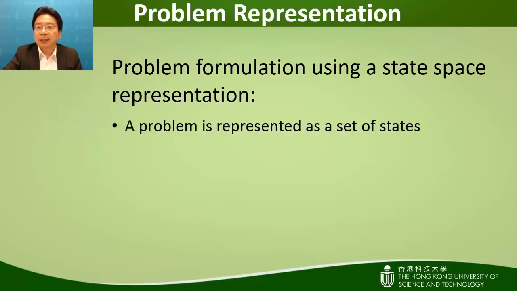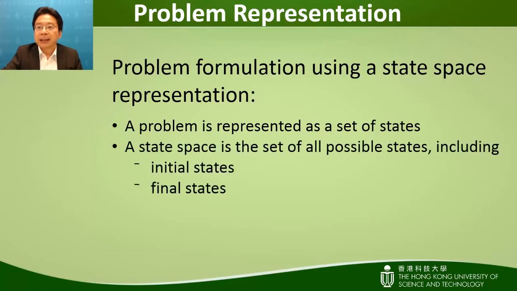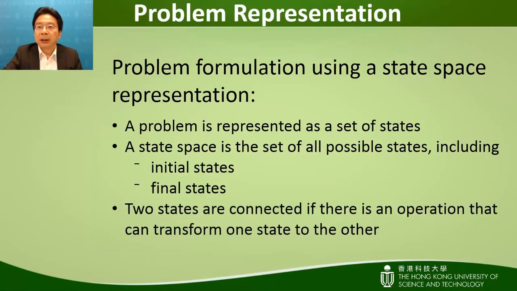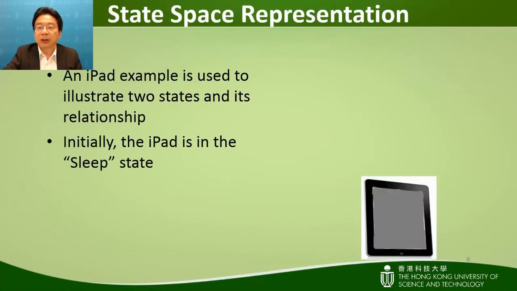A state space is a set of all possible states that a problem can be in. In particular, there are a set of initial states, that is, where the problem starts, and a set of final states, including all possible solutions to the problem. Two states are connected if there's a legal operation that can transform one state to another. Let's look at some examples to get a better understanding of the state space representation.